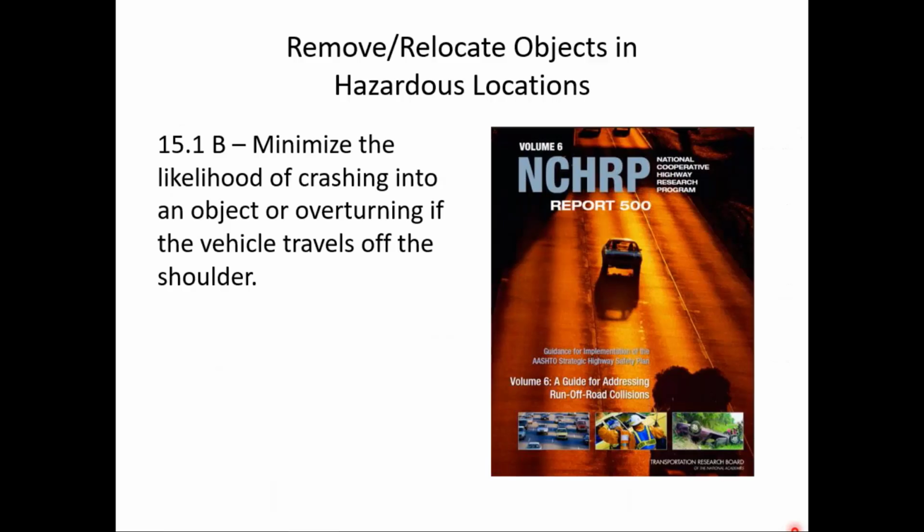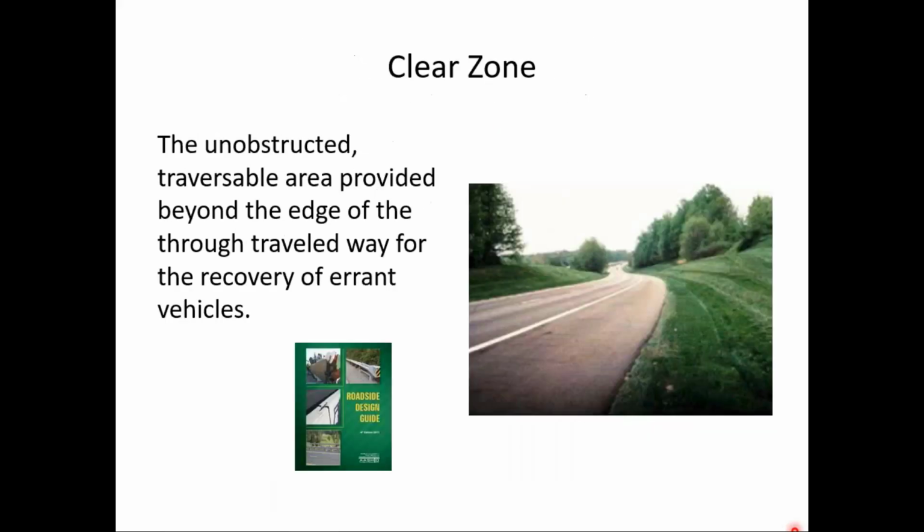Another way to reduce the likelihood that a vehicle will crash when it leaves the roadway is to remove or relocate objects in hazardous locations. And that brings into play the term clear zone, which the AASHTO Roadside Design Guide defines as the unobstructed, traversable area provided beyond the edge of the through traveled way for the recovery of errant vehicles.